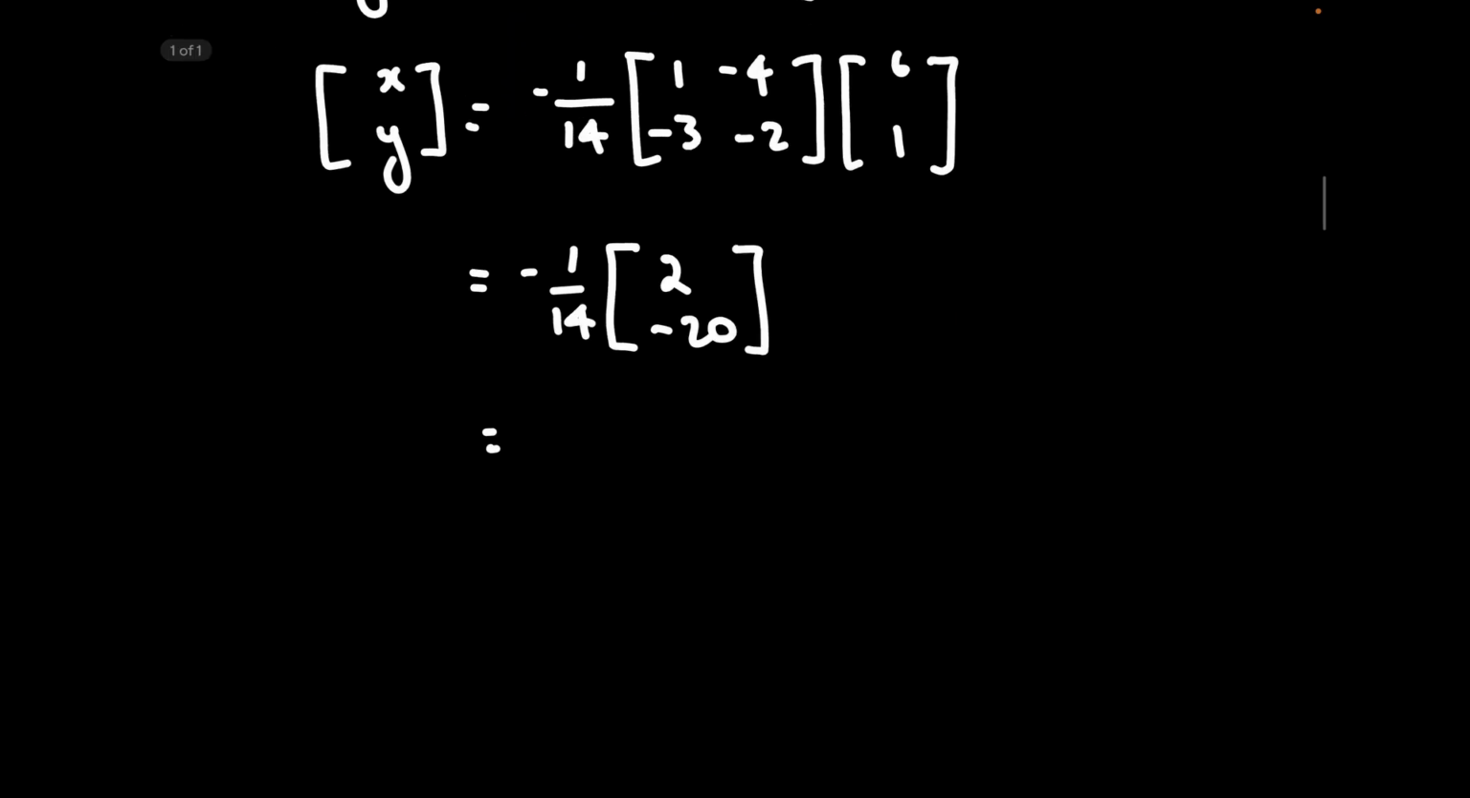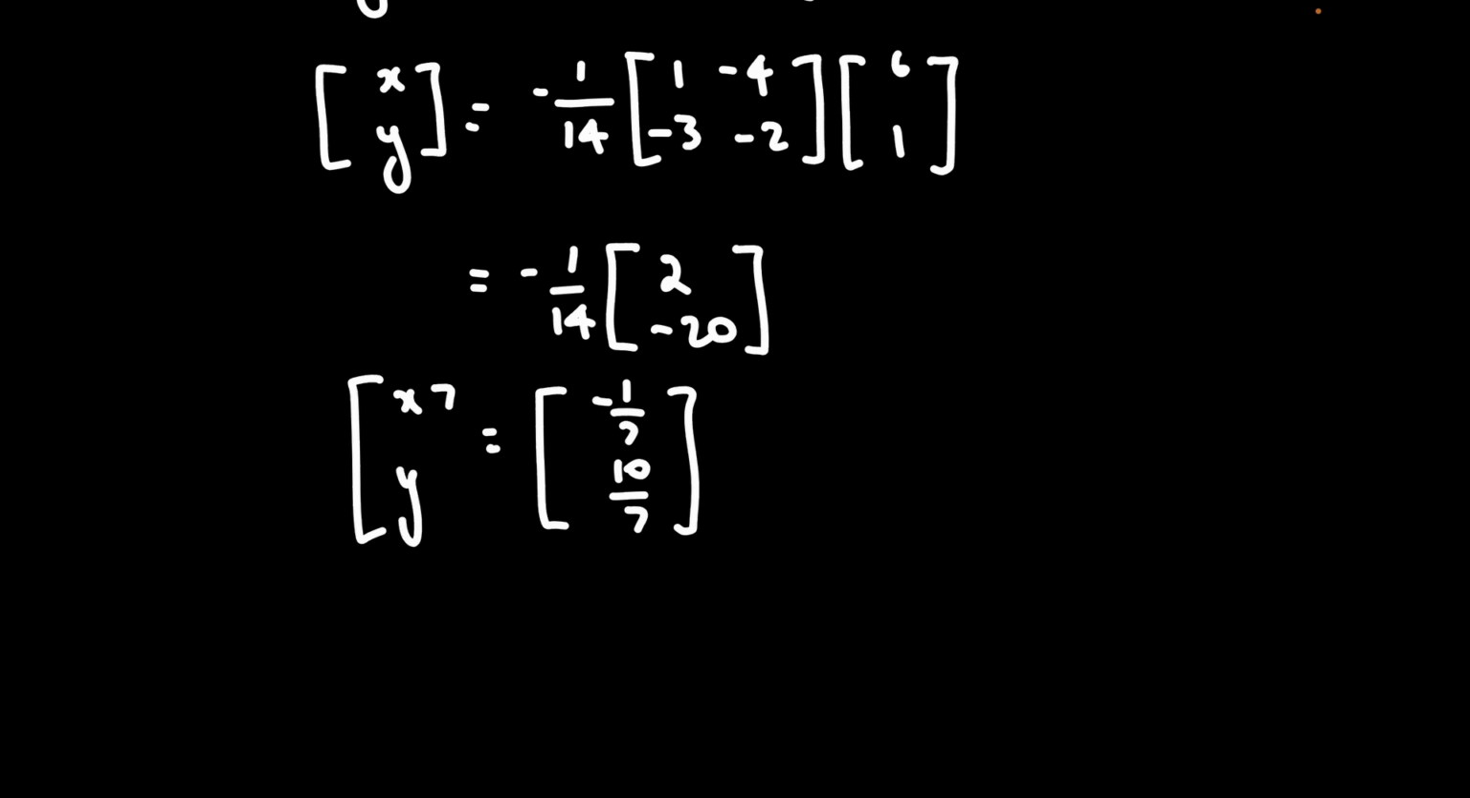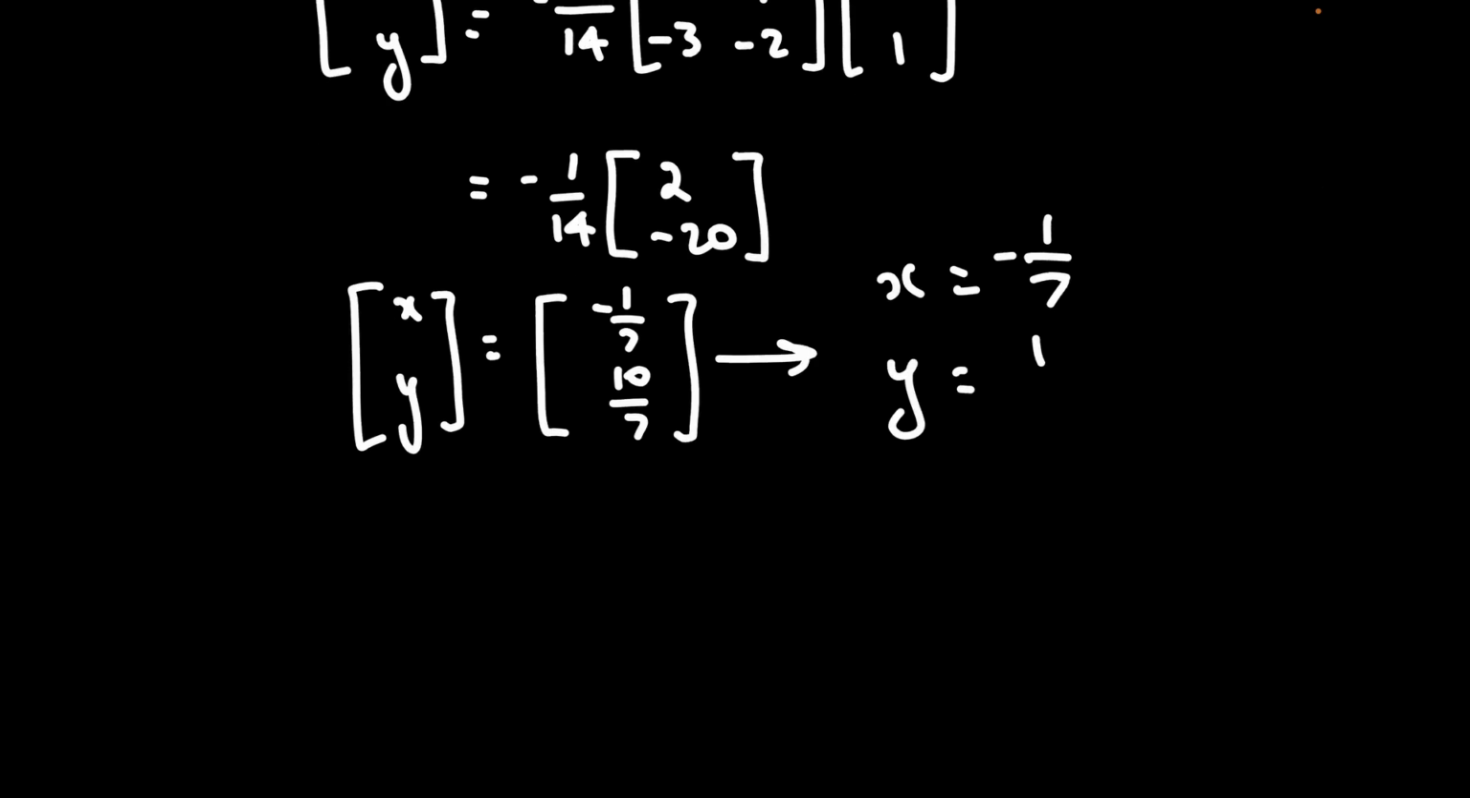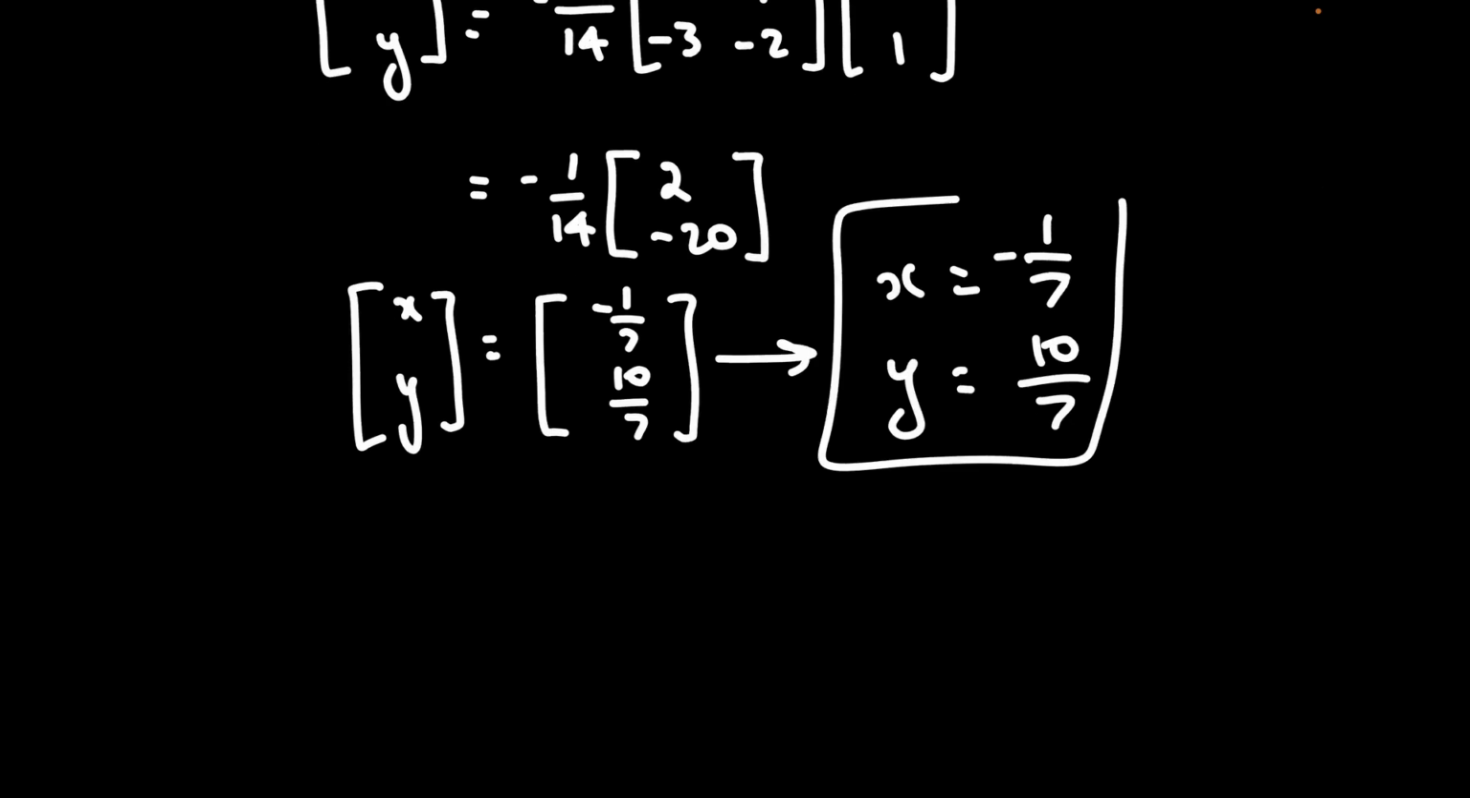Okay, and if we really wanted to, we can also just expand out the -1 on 14. That'll give us a 2 by 1 matrix that says -1 on 7 and 10 by 7. Okay, and that is the matrix xy. So that means that x is simply equal to -1/7 and y is equal to 10/7.